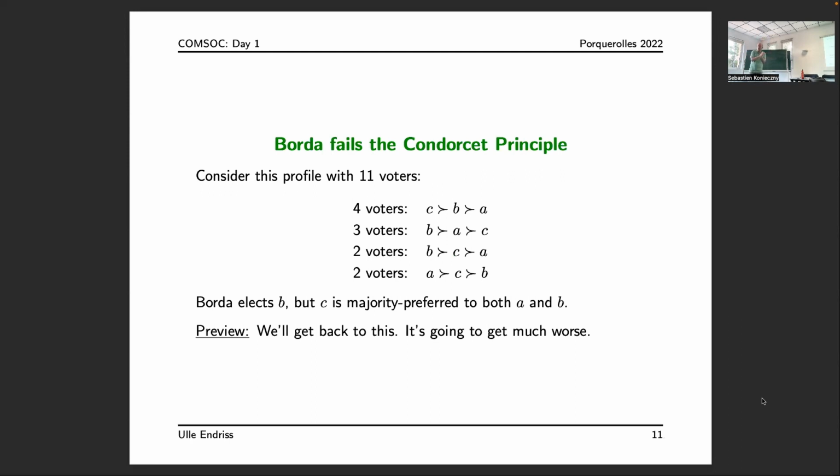So let's see about the Borda rule, whether it has this property. And you can see from the title, it doesn't. So suppose there are 11 voters with these preferences.